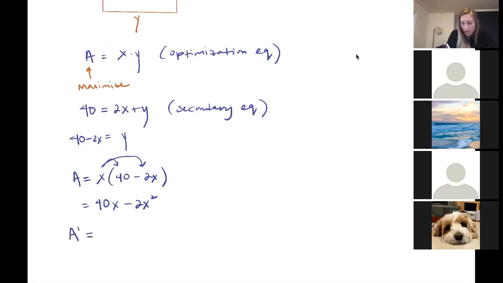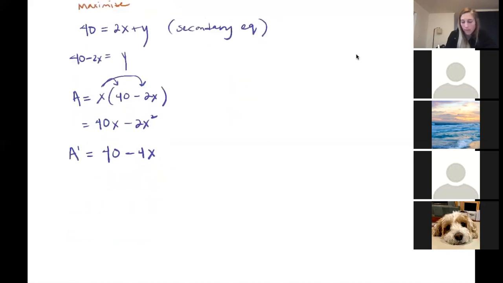So A prime, using the power rule, would be 40 minus 4x. To find the critical value or values, set it equal to 0. It's again a polynomial, so you just need to worry about setting equal to 0. That's not always the case. And we would get as our critical value x equals 10.